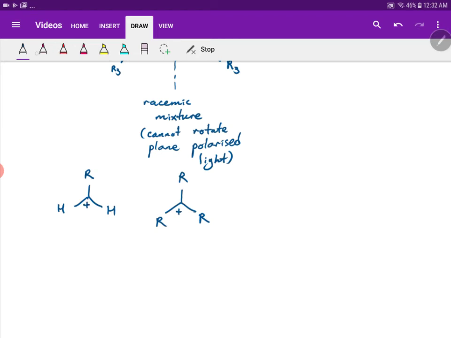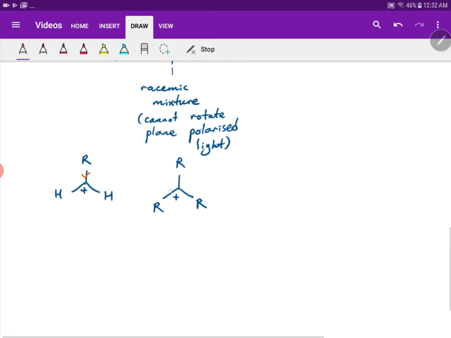I hope you are able to see that for the primary alkyl halide, there's only one R group that's going to donate electrons, but in the tertiary carbocation, you have three R groups that are going to donate electrons. Because of this, the one on the right is more stable. Because it's more stable, it's more likely to be formed.